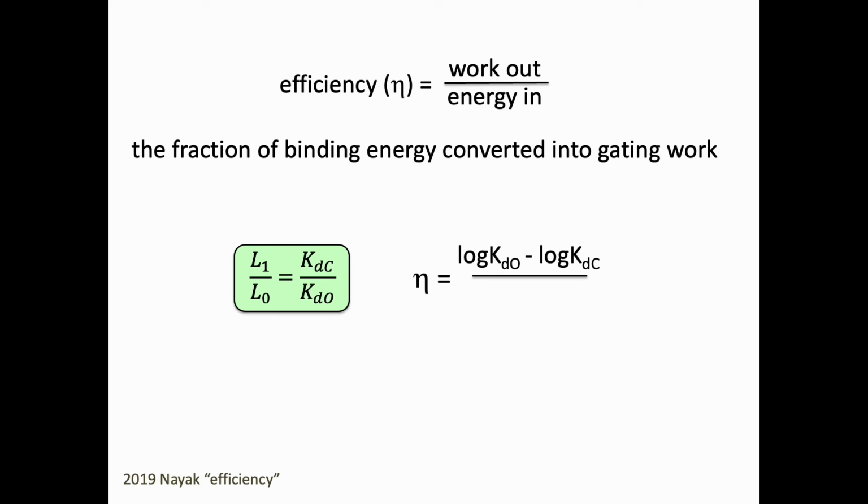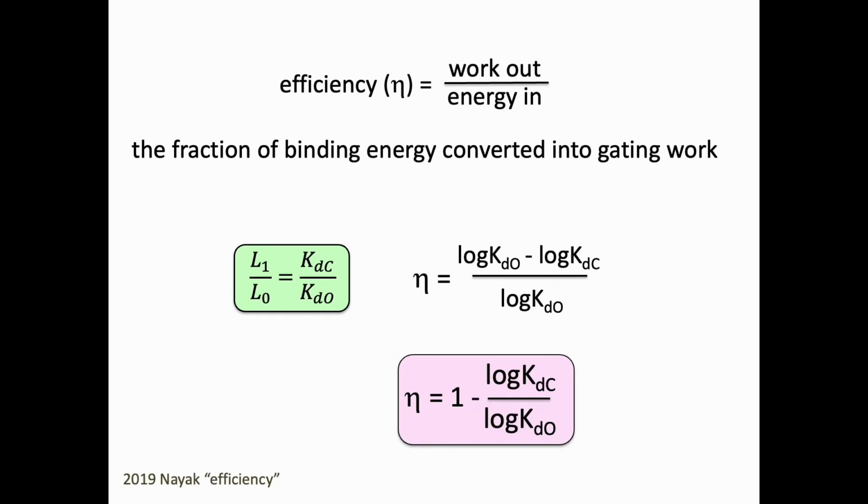Well, let's start with the work out. That's called the coupling constant. We know the L1 over L0 gives you the gating constant above the baseline, and that's equal to this binding energy ratio, which if you take the log, as I said, energy is just minus the log of an equilibrium constant, you get this in the numerator. And in the denominator, what's the energy in? Well, the energy coming in is the maximum energy you can get from binding, which is the high affinity energy, which is log KDO. So if you take that ratio, you end up with this equation here.